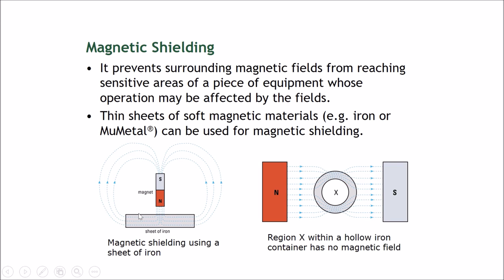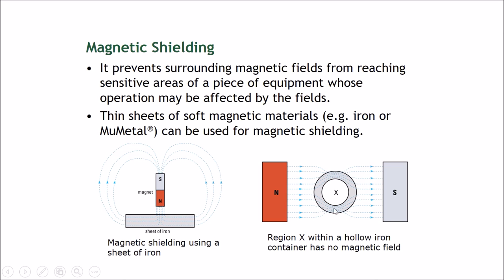However, because a sheet of iron is a magnetic material, magnetic fields tend to flow through the iron. Previously, if there was no iron over here, you can see that the lines go in nice curves. However, once you put the iron over here, the curves seem to flatten out and choose to go through the sheet of iron instead, therefore leaving this part over here with little or no magnetic fields. That's good. Magnetic shielding is using a sheet of iron.